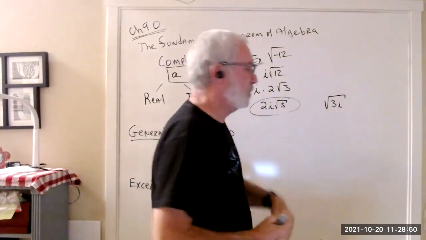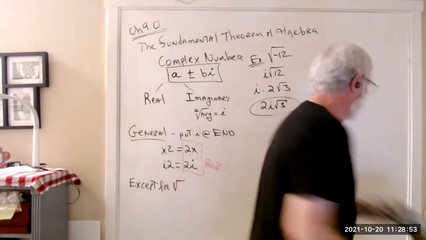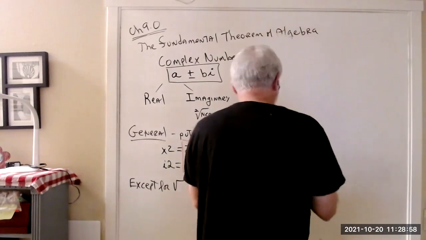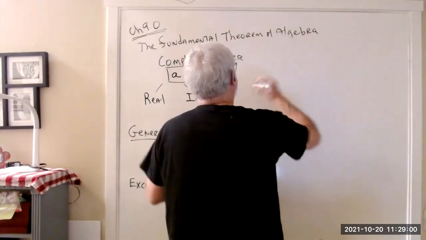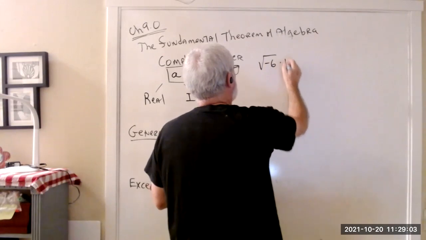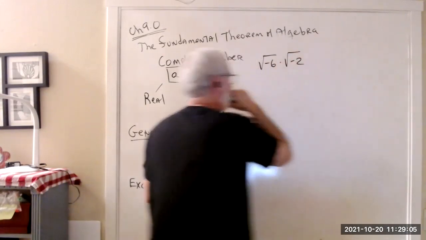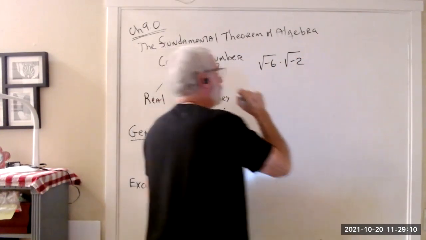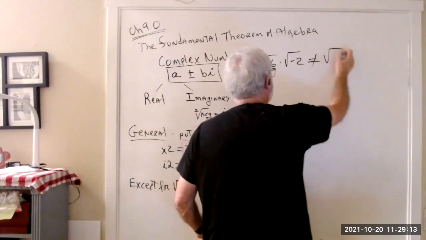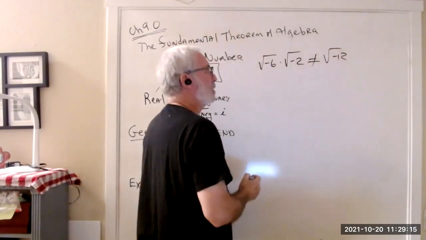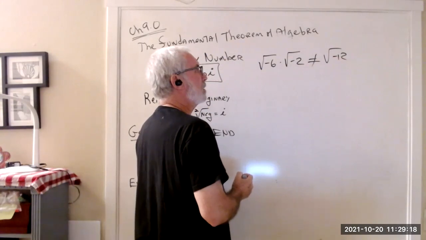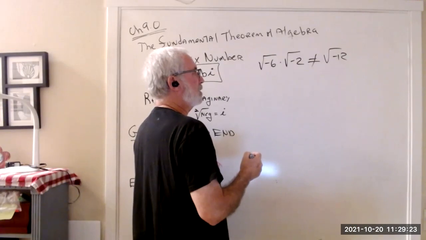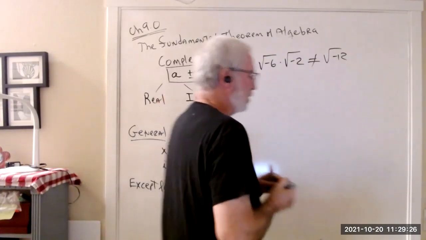No. Okay, wait a minute. Let's start again. So we started with the square root of -6 times the square root of -2. Right? Correct. That was never the square root of -12. Okay, never mind. I see where I messed up. I get it now. It's the square root of +12. Yeah, I see where I messed up now. Makes sense. Okay. All right.